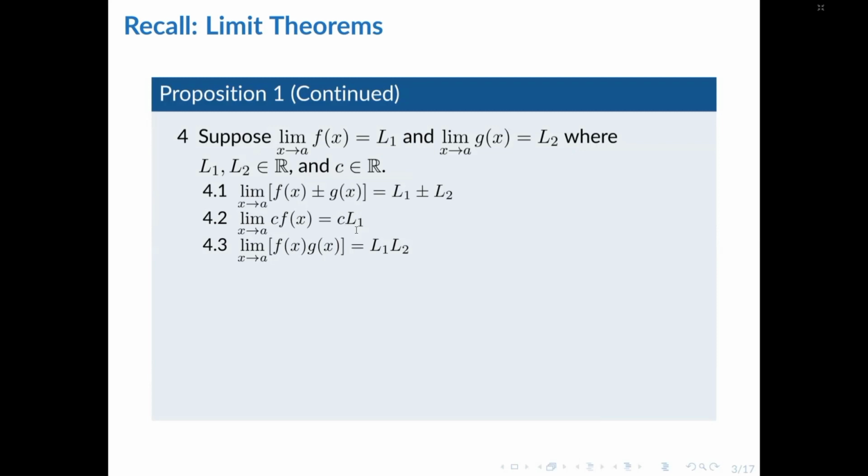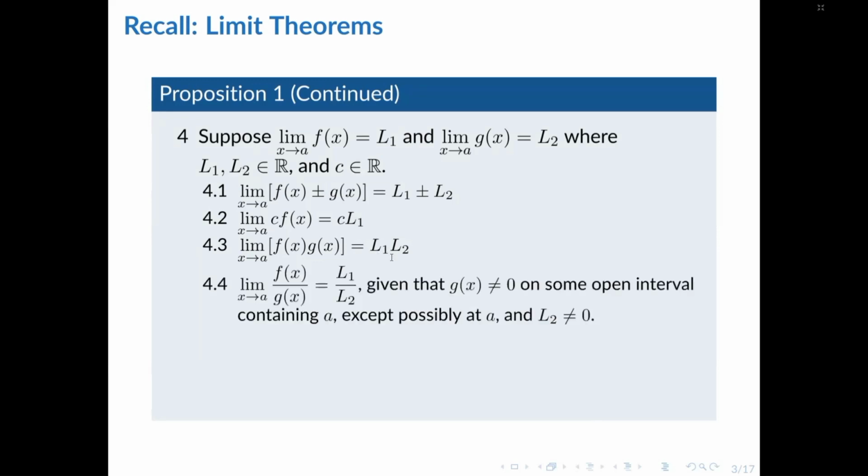The limit of the product of f of x and g of x as x approaches A is equal to the product of L1 and L2. The limit of f of x over g of x as x approaches A is equal to L1 over L2, given that g of x is not equal to 0 on some open interval containing A except possibly at A, and L2 is not equal to 0.